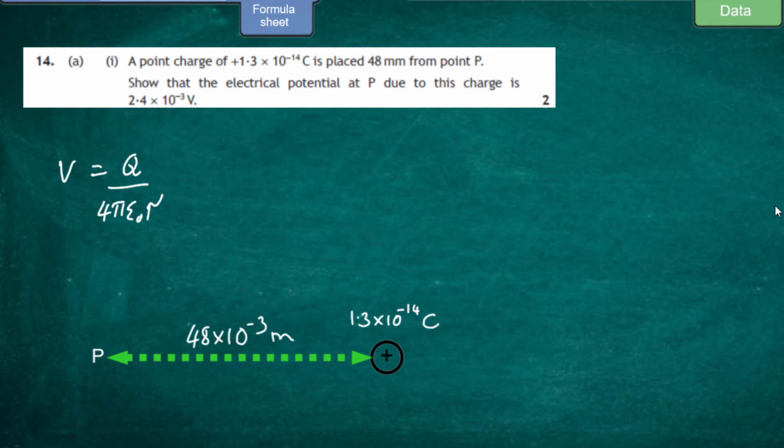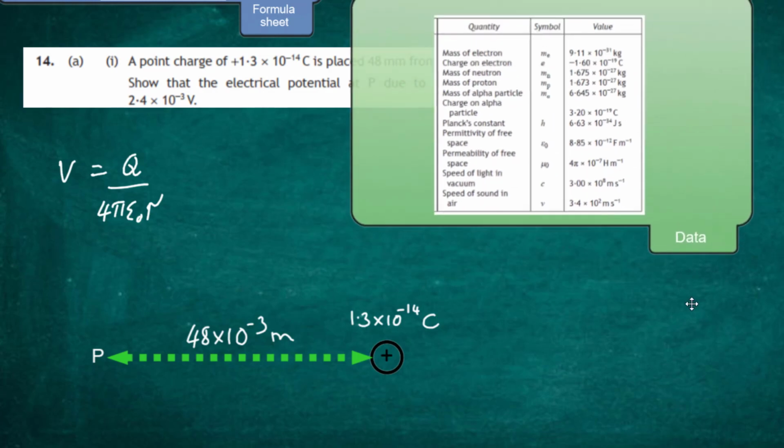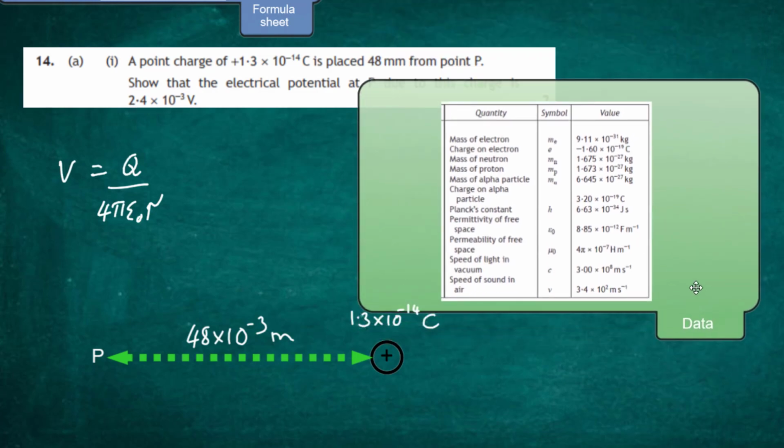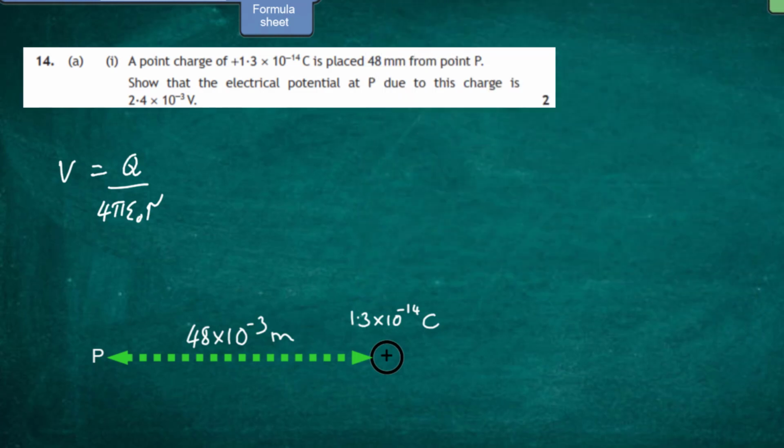Now we know the value of Q is going to be 1.3 times 10 to minus 14. We know 4 and pi, and we know R, the radius, but we have to find epsilon naught. So we've got to bring down our data sheet and scan it to find epsilon naught, which is called the permittivity of free space. And there it is, highlighted: epsilon naught equals 8.85 times 10 to the minus 12. You'll find that in your data sheet at the front of your exam. So we'll put our data sheet by, and now go ahead with the actual working out.